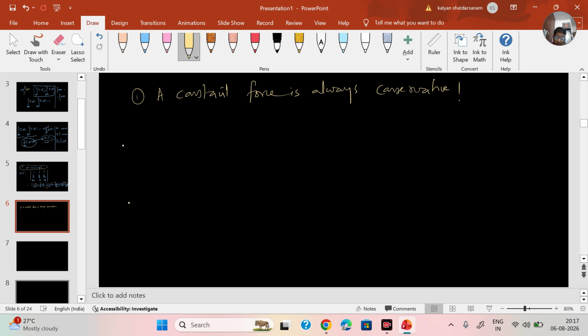There are two ways to prove it. Suppose I say integral F dot ds from some point A to point B, whatever. If force is constant, I can take it out of the integral and you are left with the integral ds. When you add all little displacements, it becomes the net displacement. So you see, it doesn't depend on the path.